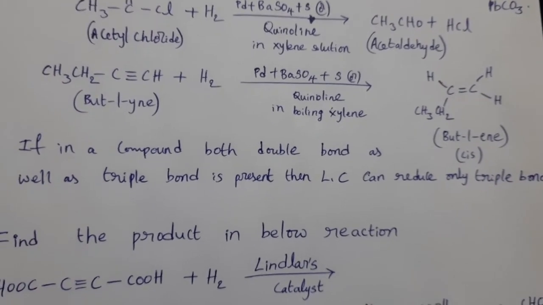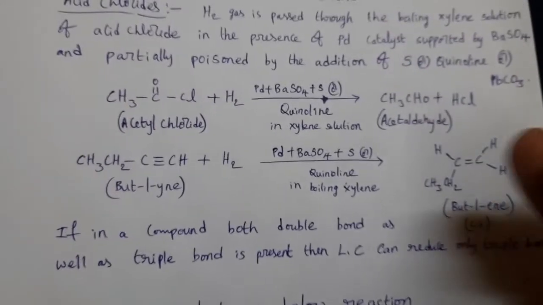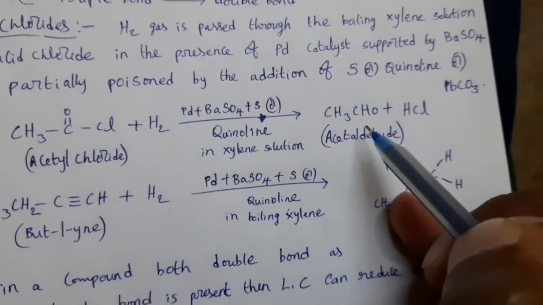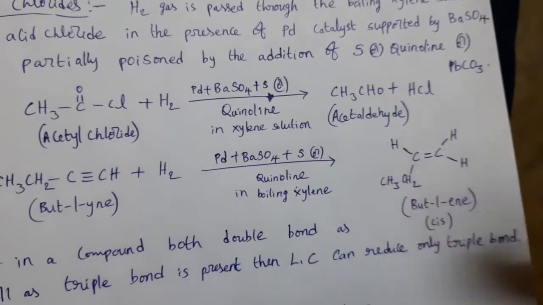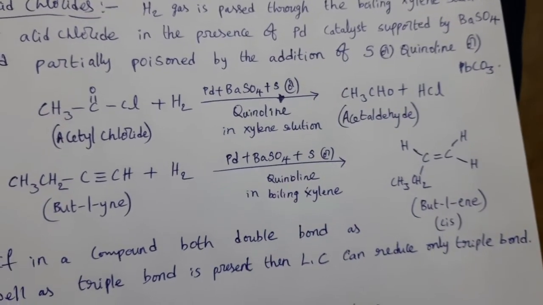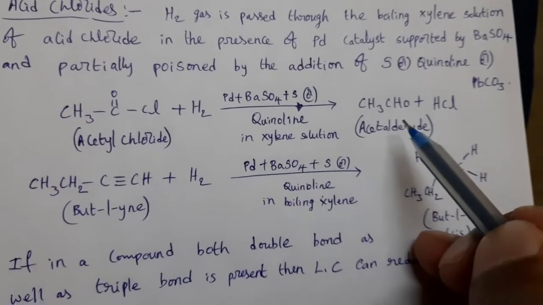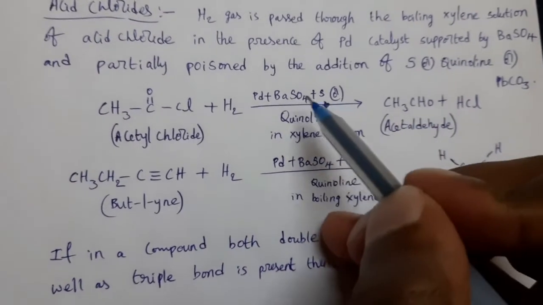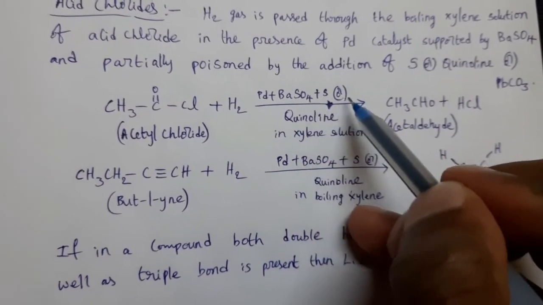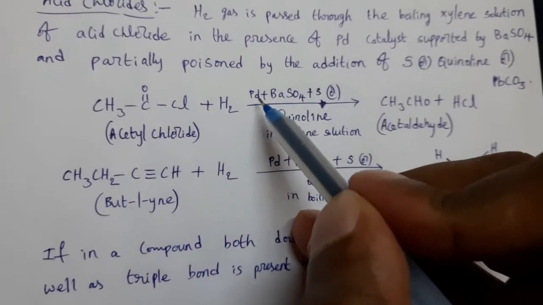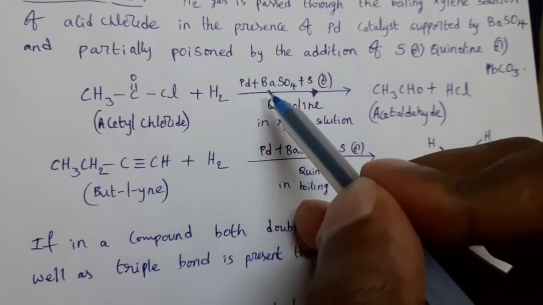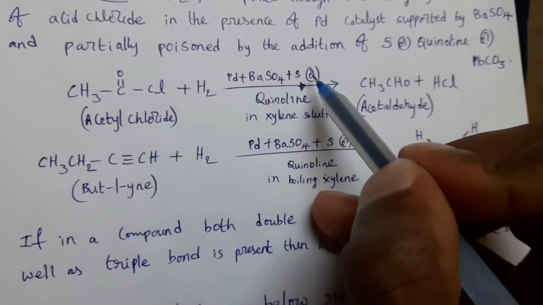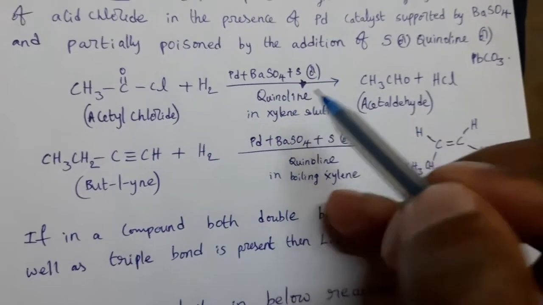only triple bond. Another thing is, these acid chlorides are reduced to aldehydes. Generally these aldehydes are further reduced to alcohols, but we want this reaction at aldehydic stage. Then it can be achieved by barium sulfate and sulfur. Here palladium catalyst is supported by barium sulfate and partially poisoned by sulfur or quinoline.